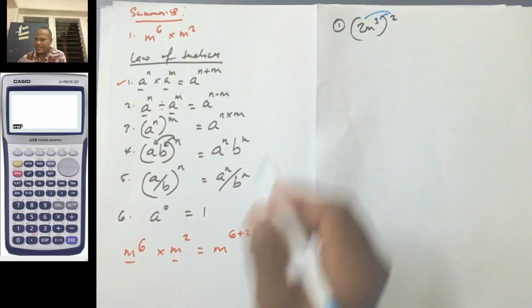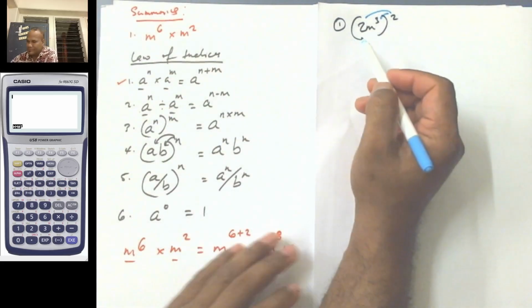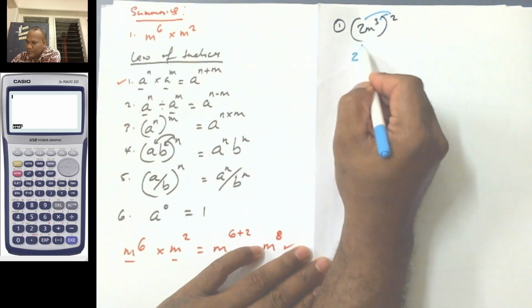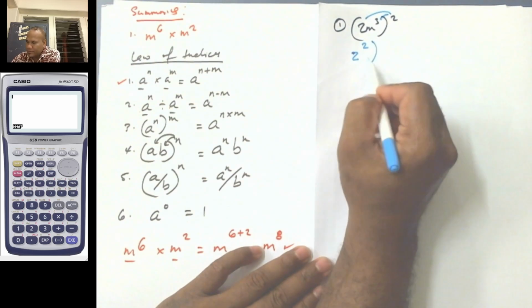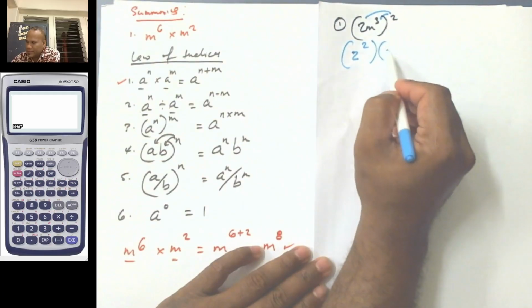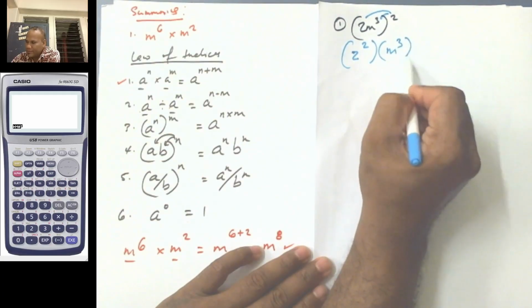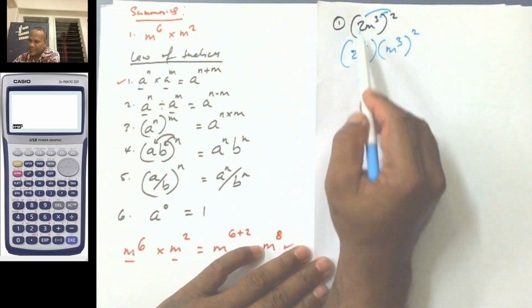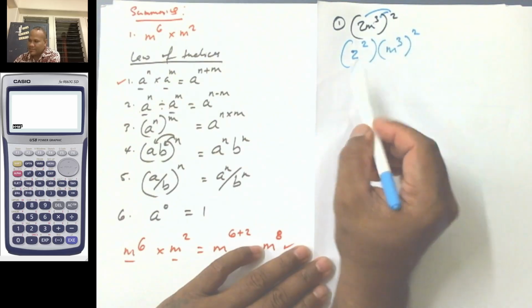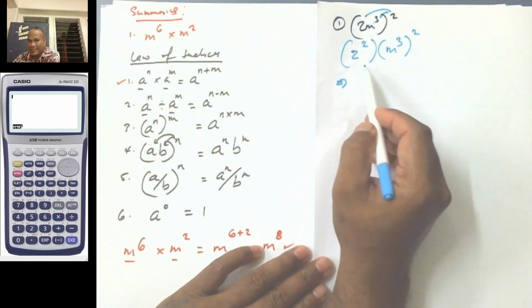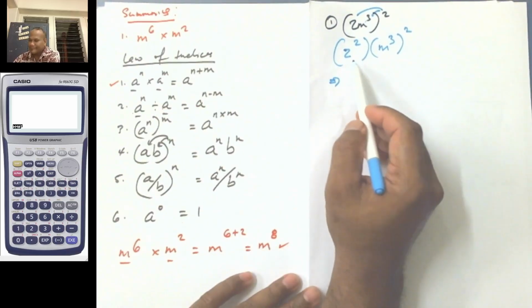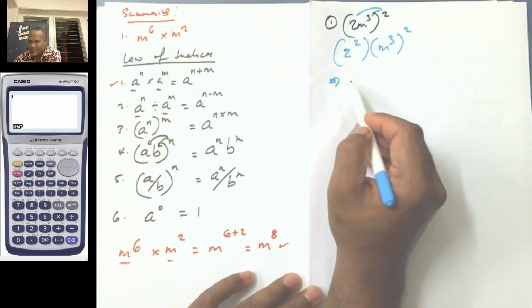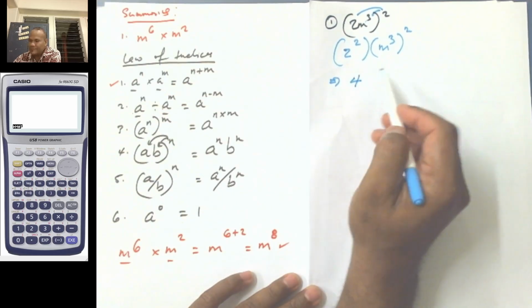So I will say that this is 2 to the power of 2 into m to the power of 3 to the power of 2. This one goes here, and this one goes here. But what do you understand? Okay, let's simplify first before I explain. 2 to the power of 2 is what? Yes, 4. So this is 4.